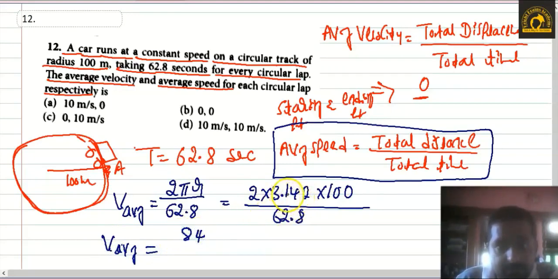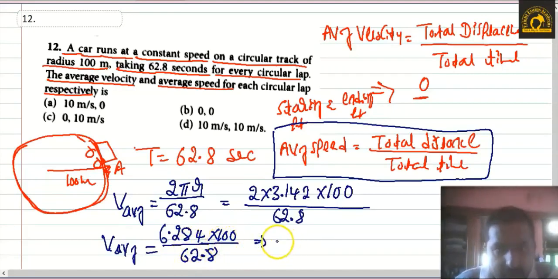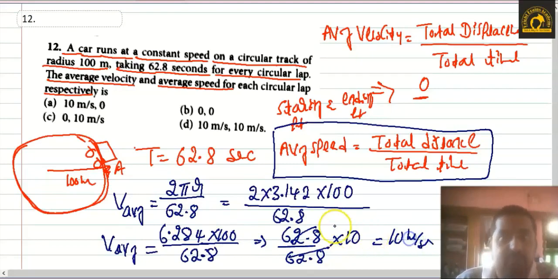Then V average speed is equal to 3.142 into 2, that is 6.284, into 100 divided by 62.8. Then you have to do cross multiplication. We get the answer as 62.8 divided by 62.8 into 10. So 62.8 cancels, and that is equal to 10 meter per second.